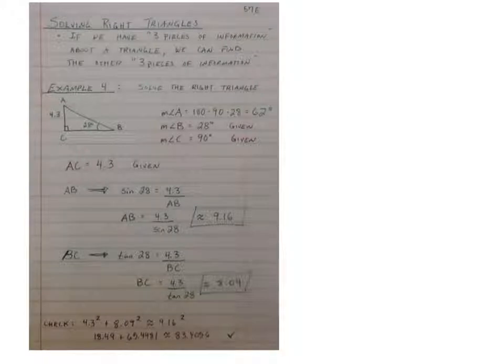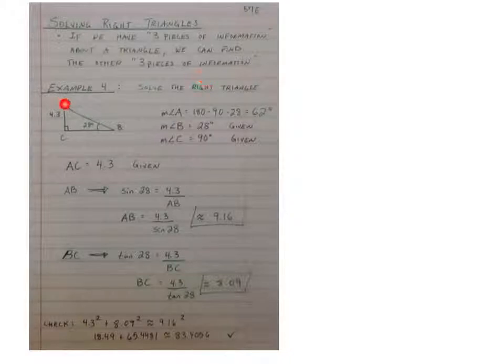All right, for solving a right triangle, if we have three pieces of information about a triangle, then we can find the other three pieces. So in the example here, I have a right triangle and I know two angles and a side. So I would be able to, using what we've just learned, figure out the other two sides and the third angle. So that's what's called solving the right triangle. It means find all side lengths of the triangle and all angles of the triangle.